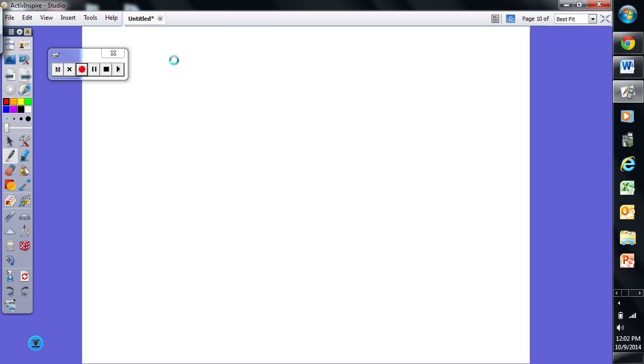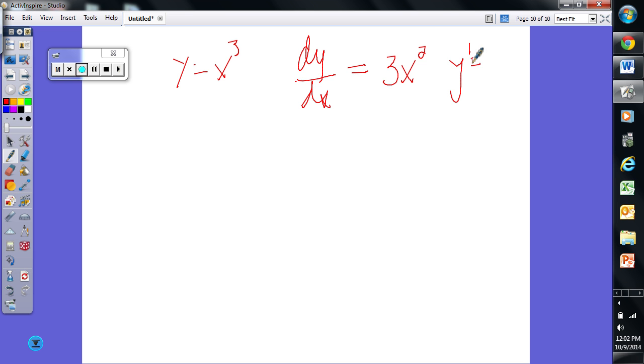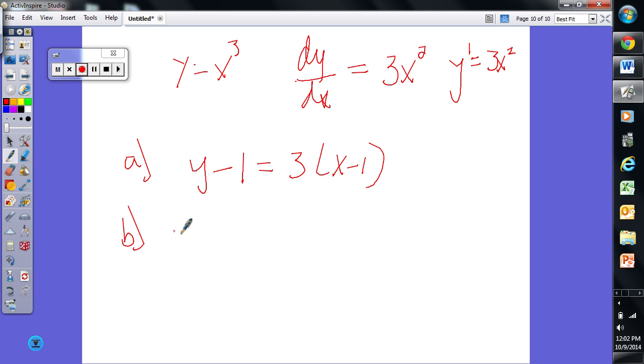Okay, 19. Tangent and normal. So the function is y equals x cubed. So the derivative is 3x squared. I could also write that as y prime is 3x squared. And I want to find it at the point 1, 1. So the tangent line would be y minus 1 equals, plug in 1, you get 3 times x minus 1. And the normal would be the same point again with a negative reciprocal slope.